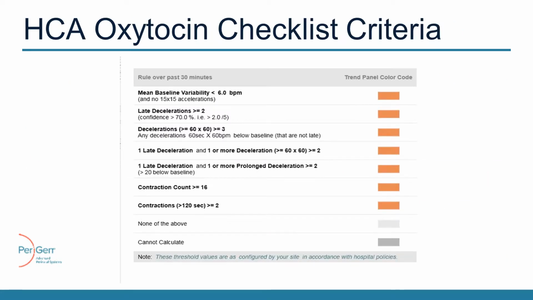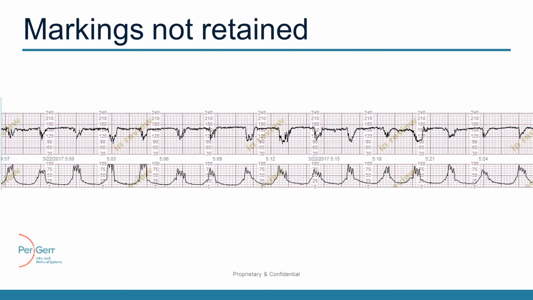Here are the HCA oxytocin checklist criteria, but you may choose any combination of these or any other factor as long as it's one of the factors that we measure on the tracing. Finally, the markings that appeared while you're taking care of the patient will not be retained in the tracing.